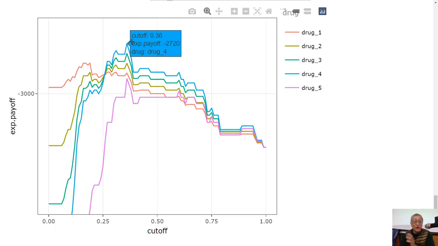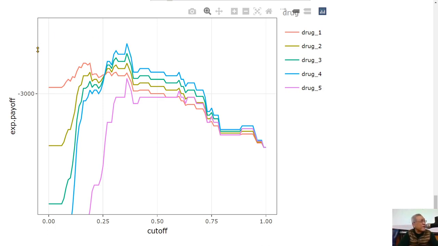If you do the cutoff at 0.36, you'll have the maximum expected payoff at minus 2720. In this case, the maximum payoff is negative because we are talking about cost reduction. You're trying to get the minimum risk of cost. So even the maximum expected payoff is still negative. You're reducing it, but you cannot make it positive.